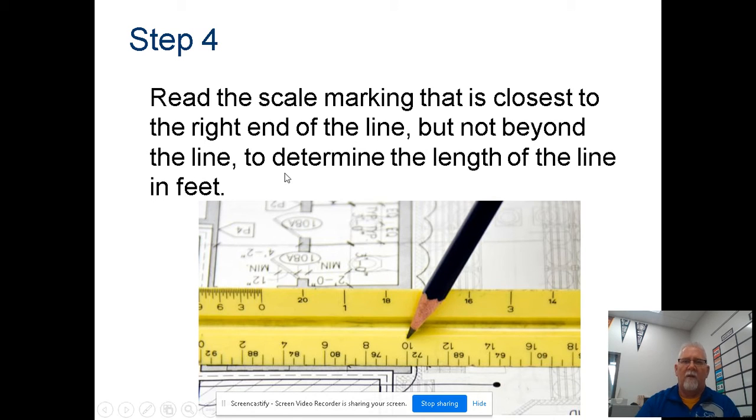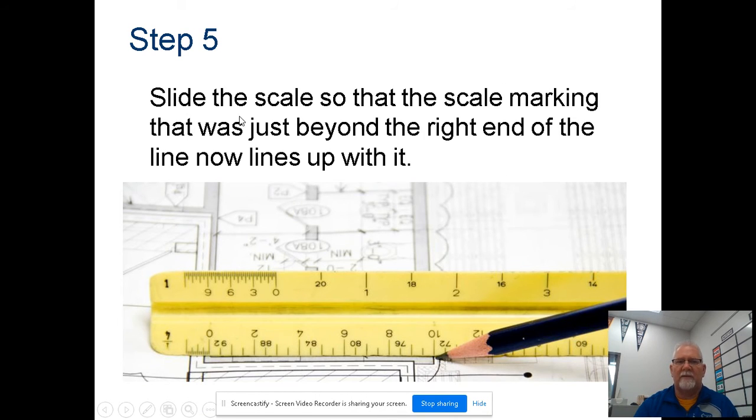Step 4, read the scale marking that is closest to the right end of the line, but not beyond the line, to determine the length of the line in feet. So we've put our 0 right here. We're measuring over to this line right here, right? 2, 4, 6, 8, 10. If you look right between, here's 1, 2, 3. They don't show the numbers. They're saving space. So we're 10 feet. That's our whole feet, okay?